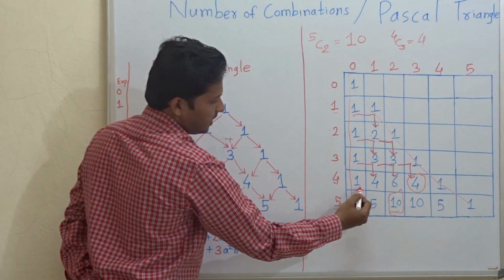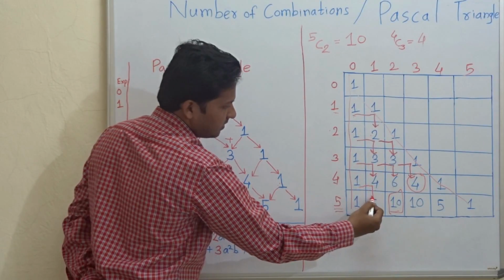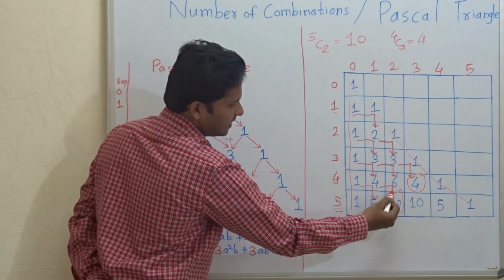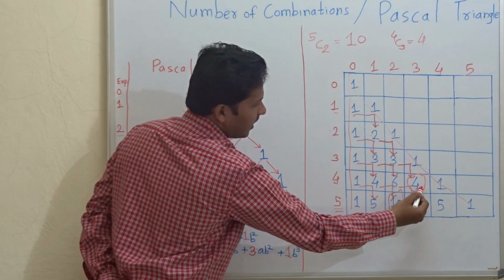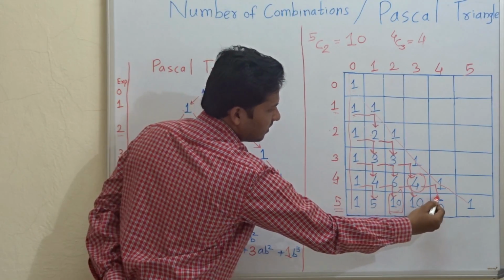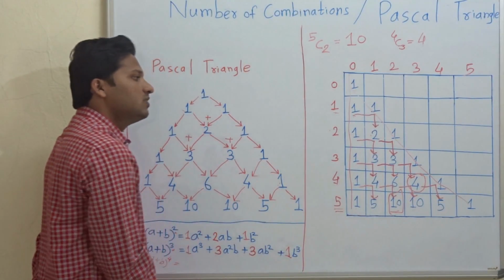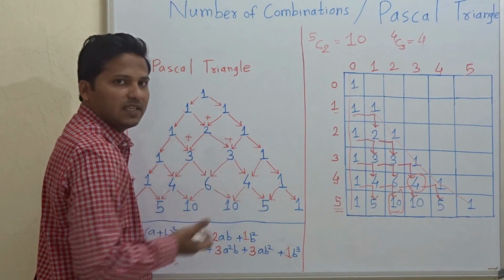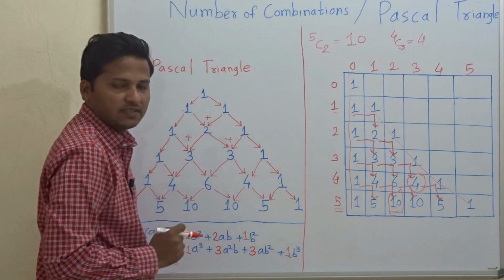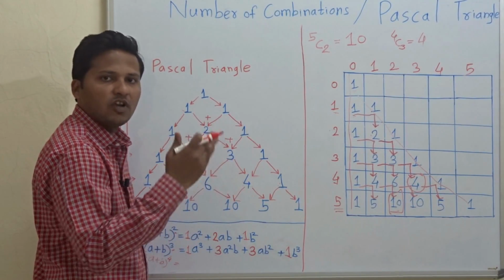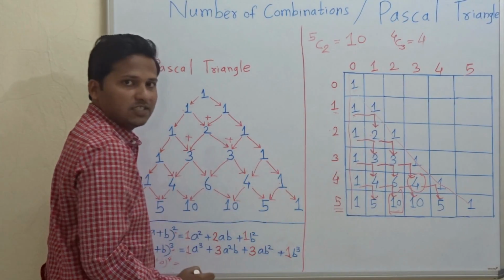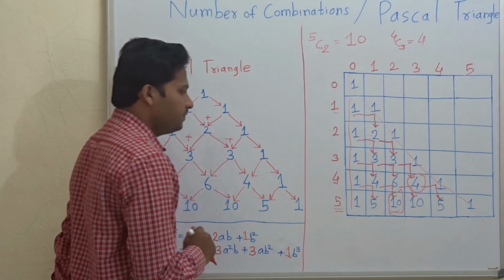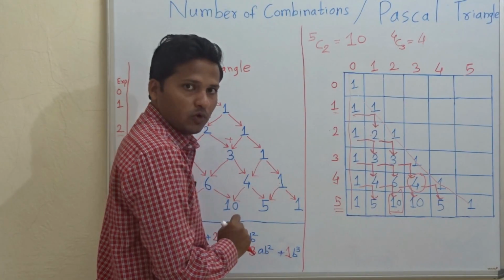Then next row, 1 plus 4 is 5, 4 plus 6 is 10, 6 plus 4 is 10, and 4 plus 1 is 5. So this is for the other cells, means the internal cells, except the first column and the diagonal. All the internal cells are calculated in this way. Let's write the formula for the dynamic programming.